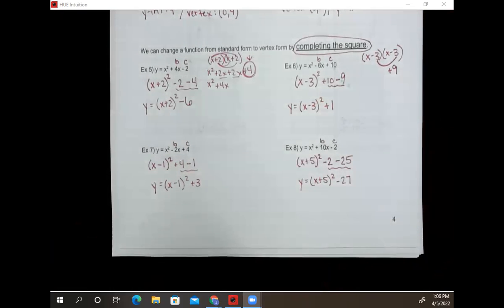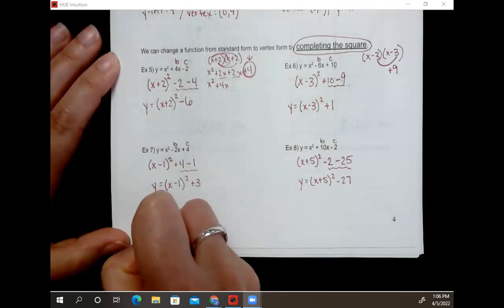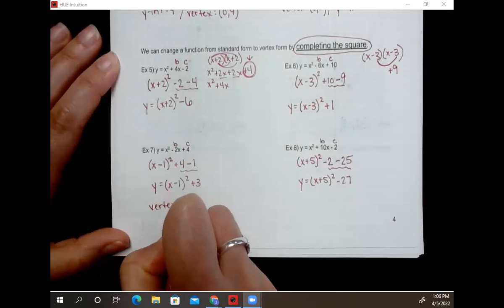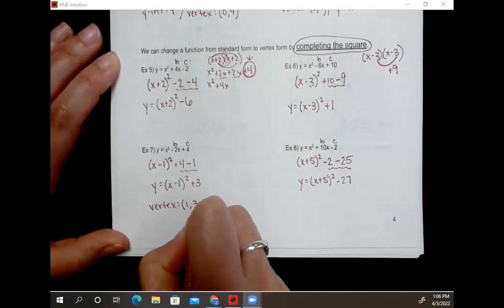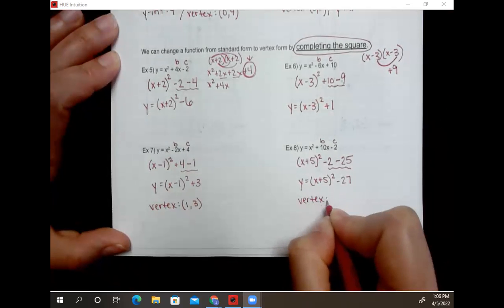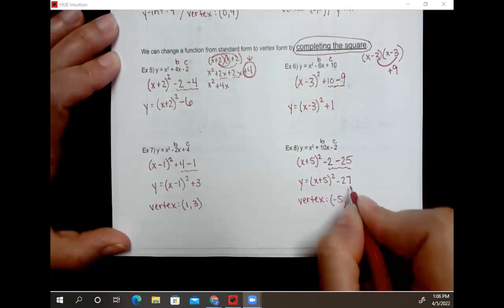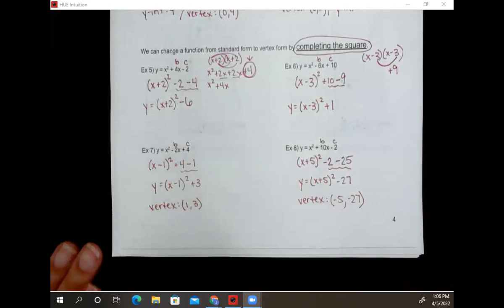Okay. Before we move on, really quickly, what's the vertex for number 7? What would be the vertex for this function? 1, 3. Good. What's the vertex for number 8? Yep, -5, -27. Other questions for me so far? Okay, go ahead and turn the page.